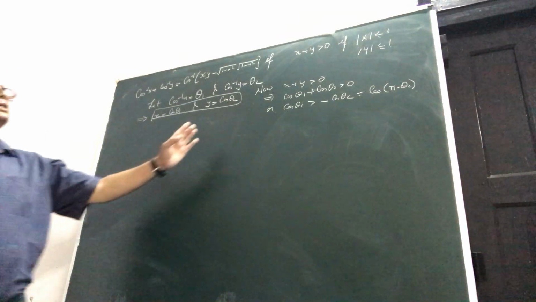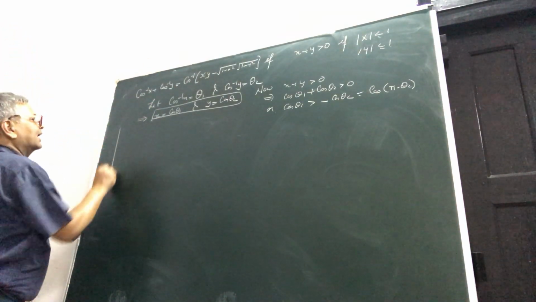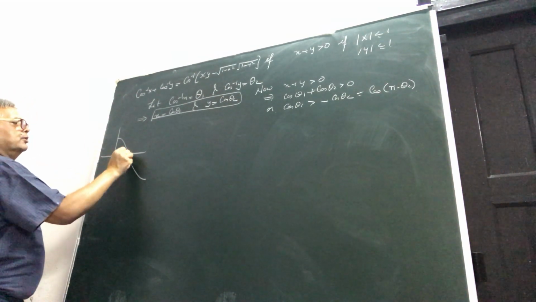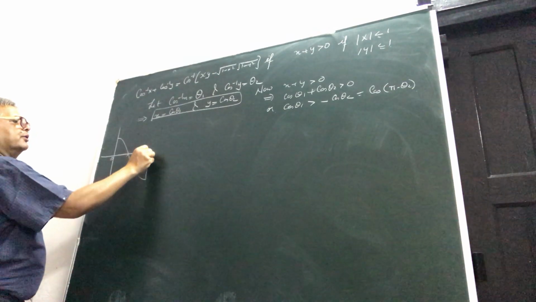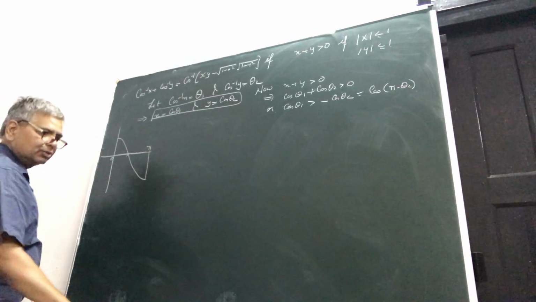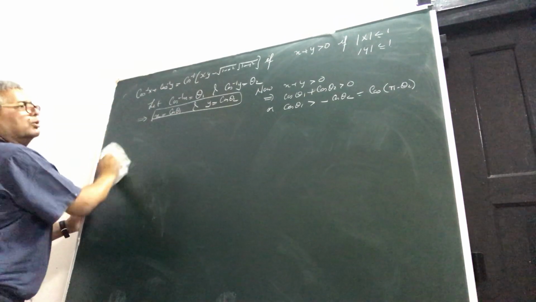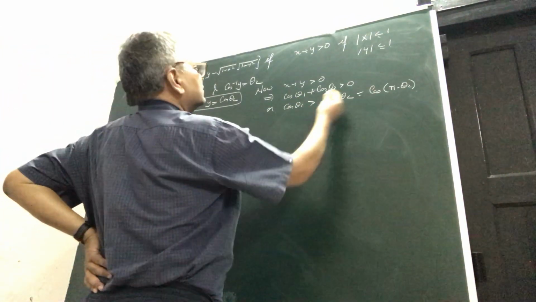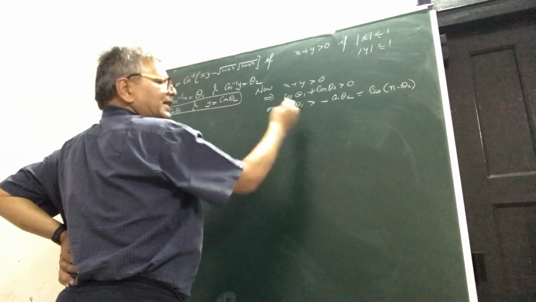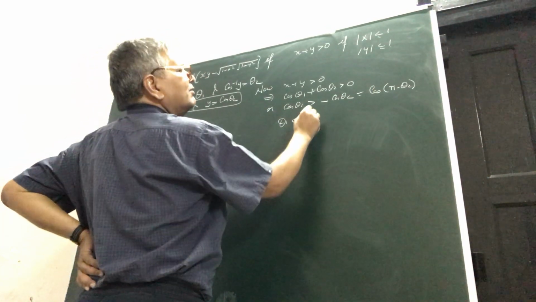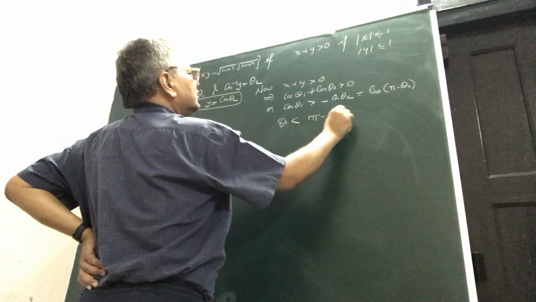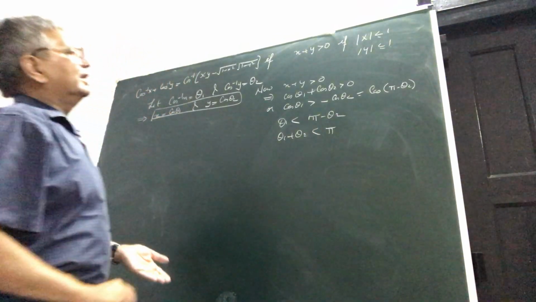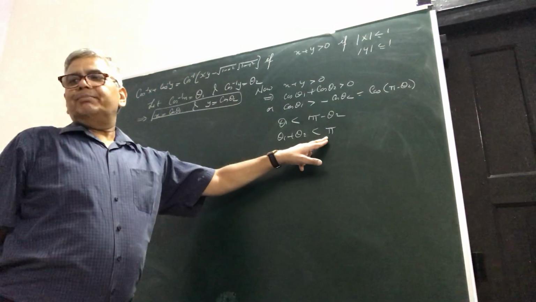Now, cos is a decreasing function. If you look at the graph of cos, in its principal branch, 0 to pi, it is like this, decreasing throughout. So cos theta 1 is greater than minus cos theta 2. Since it is decreasing, theta 1 will be less than pi minus theta 2. So theta 1 plus theta 2 is less than pi. Simple, fine it is.